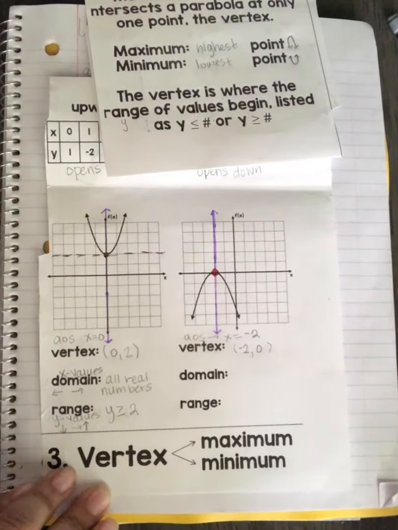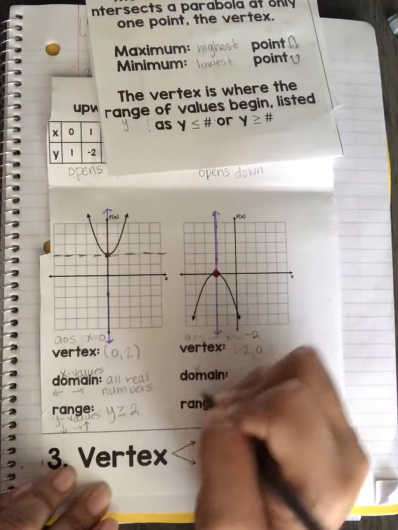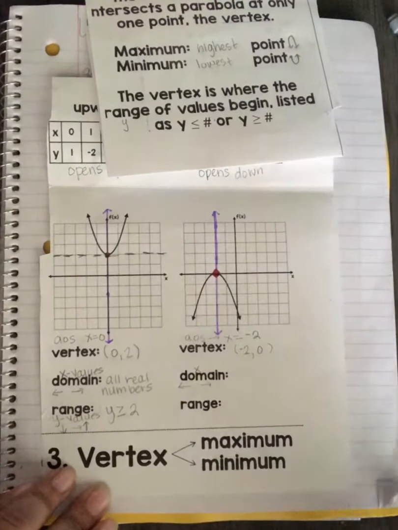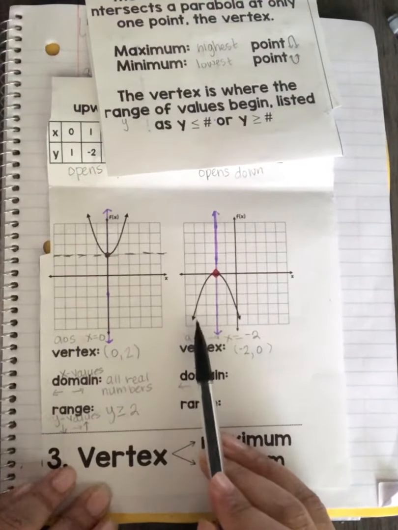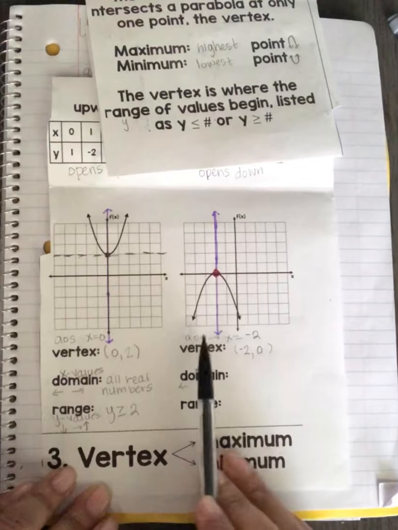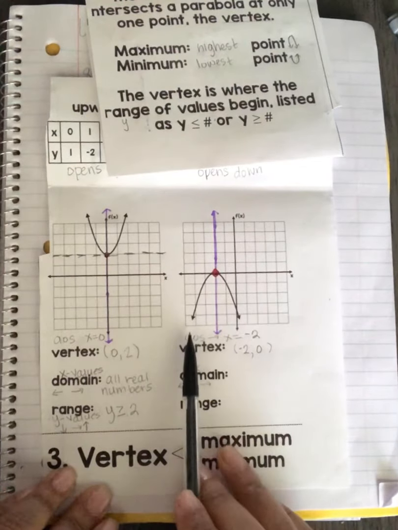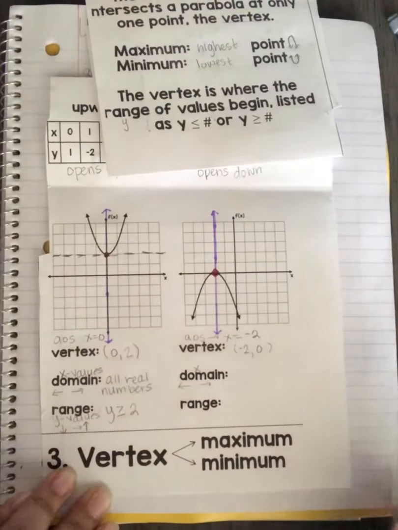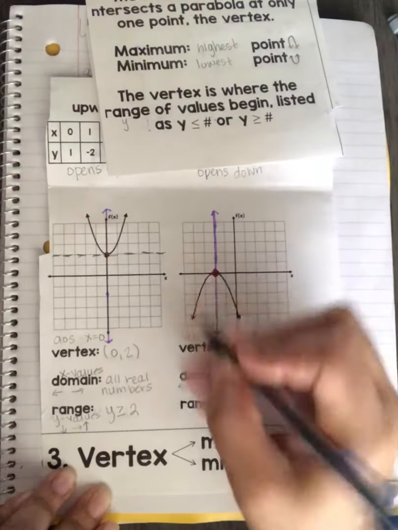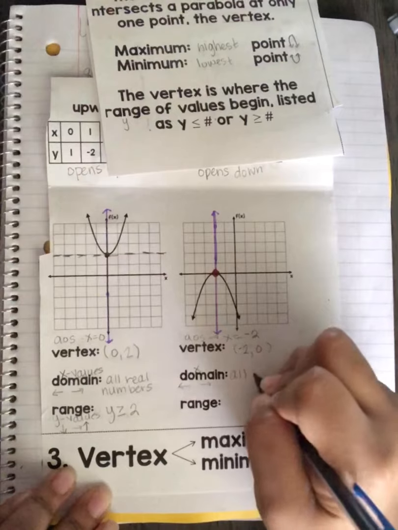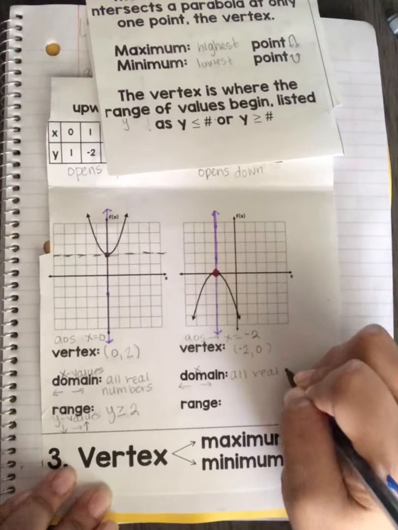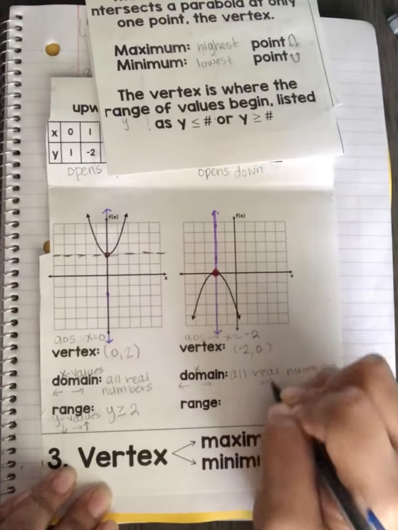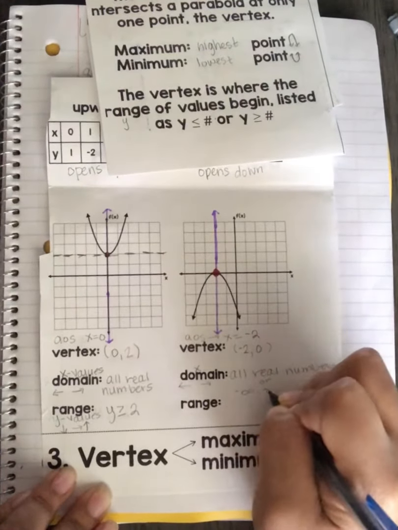My domain, we're talking about my x values, and we're talking about how far left to how far right does the graph go. Well, I've got an arrow here and an arrow here, so that means it can go left in this direction forever and ever, and it can go right in this direction forever and ever, meaning all real numbers, or negative infinity to positive infinity.